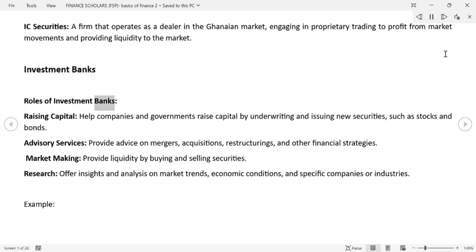Investment banks. Roles of investment banks. Raising capital: help companies and governments raise capital by underwriting and issuing new securities, such as stocks and bonds. Advisory services: provide advice on mergers, acquisitions, restructurings, and other financial strategies. Market making: provide liquidity by buying and selling securities. Research: offer insights and analysis on market trends, economic conditions, and specific companies or industries.